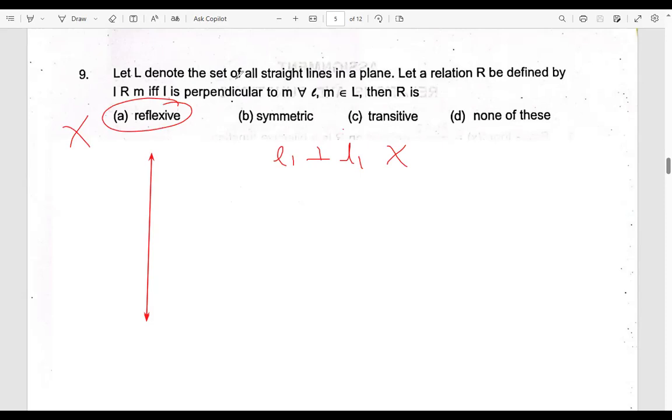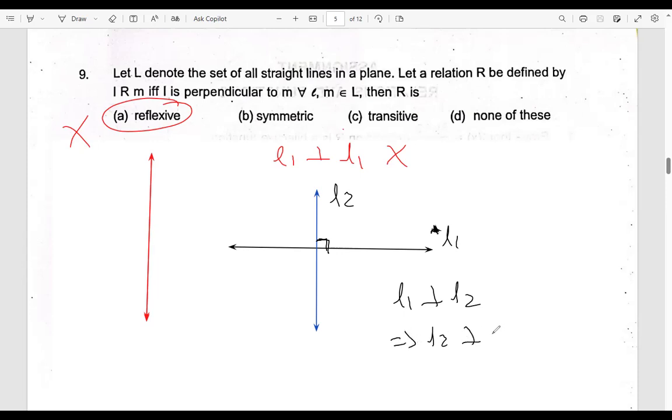Now checking for the other, let's say if I make two lines, this is L1, and this is L2. We can see that L1 being perpendicular to L2 also implies that L2 is perpendicular to L1. That means if AB belongs to R, then BA also belongs to R. So clearly it is symmetric.